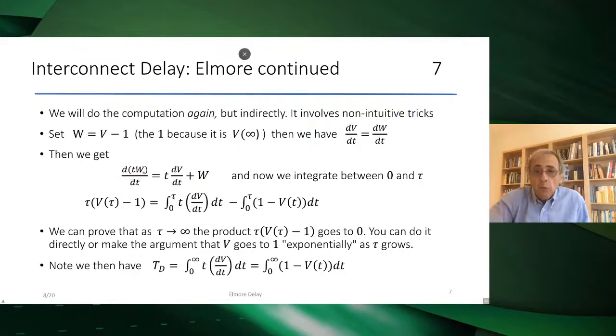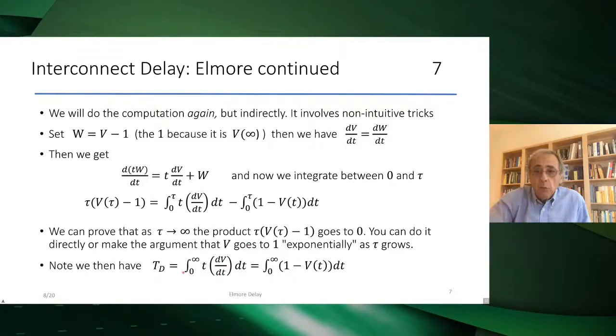Then as t at 0 will give us 0 for this product, we get tau times V of tau minus 1 equal to this integral that is giving us the Elmore delay, plus or minus, as I inverted, 1 minus V. Now comes the second observation that will be needed: if we send the time to infinity, this product goes to 0 because V approaches 1 very quickly, much faster than any power, because it's a negative exponential.